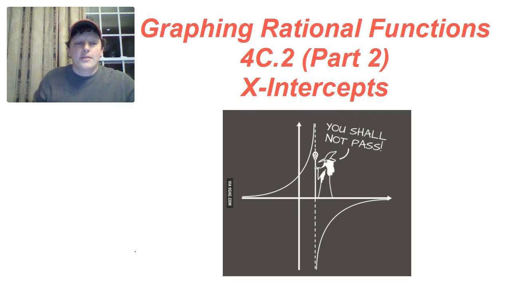All right, students, so we are getting really close to actually graphing these functions. We've talked about all the asymptotes and the holes in the graph. Now I want to talk about some other parts of the graph really quickly. In this video, part 2 of 4C.2, we're going to talk about the x-intercepts of rational functions.